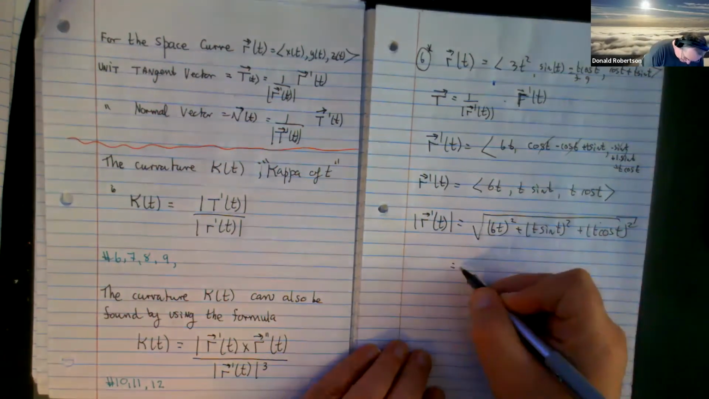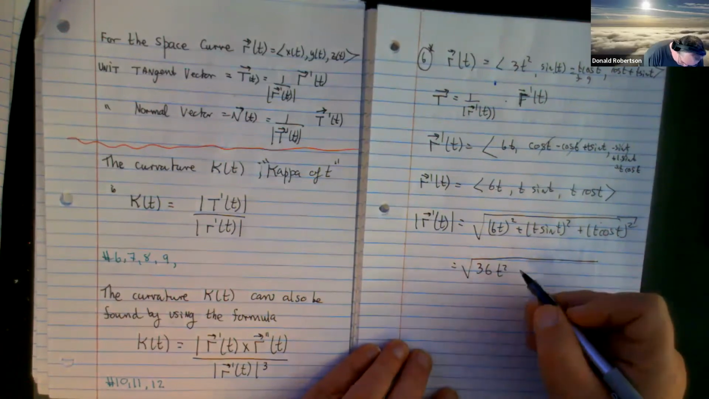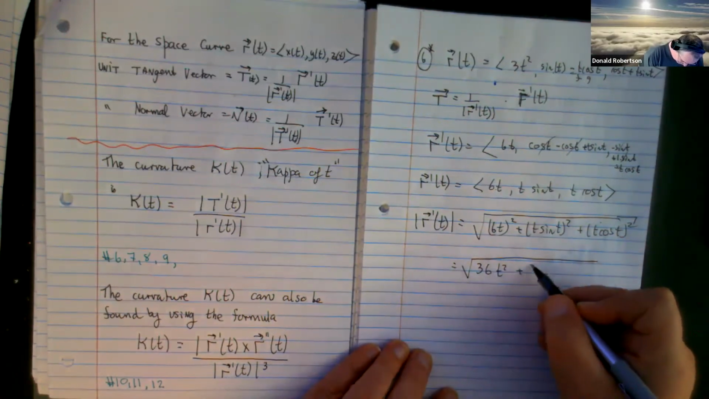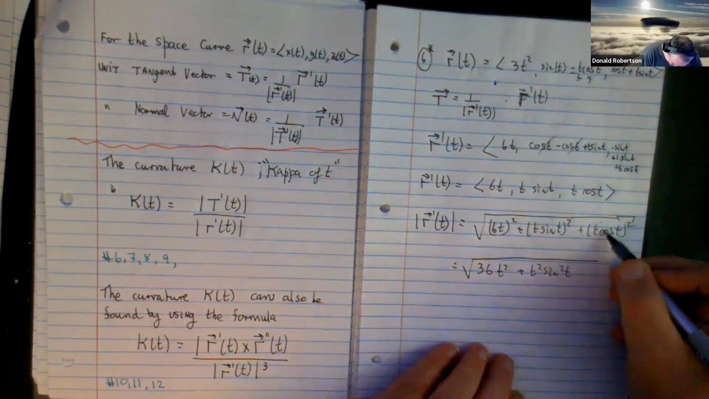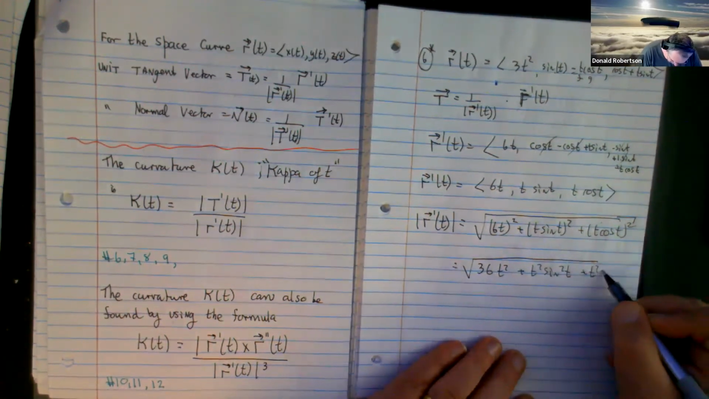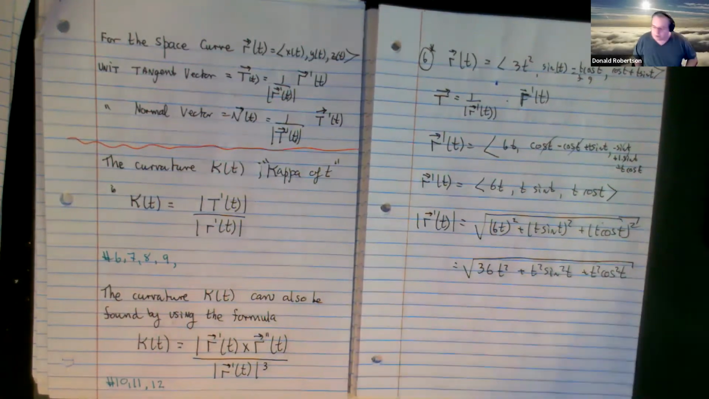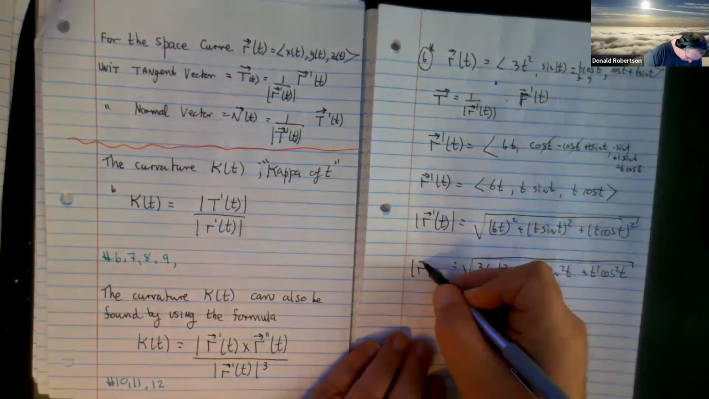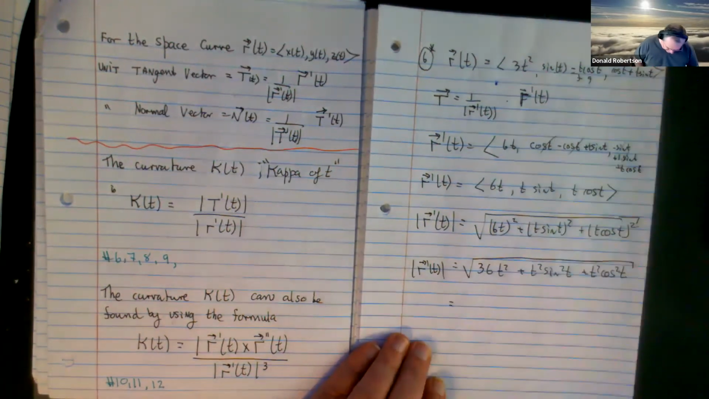Now this guy is 36t squared. This guy is t squared sine squared t, and this guy is t squared cosine squared t. Are we comfortable with it so far? Now, style points is really indispensable here. You've got to do the best you can.